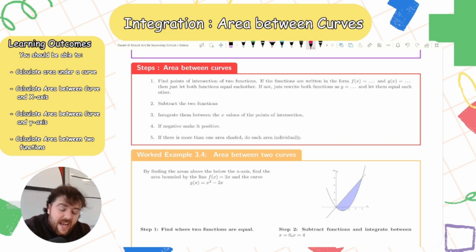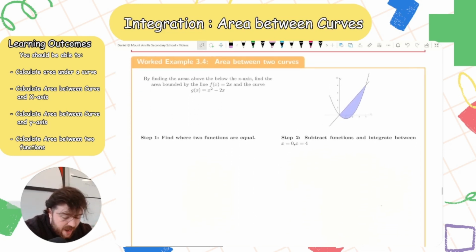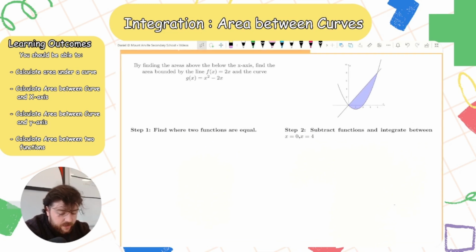If the area is negative, I just make it positive. And if there's more than one shaded area, or more than one area I need to find, I need to do them separately. So let's have a look here. By finding the areas above and below the x-axis, find the area bounded by the line f of x equals 2x, and the curve g of x equals x squared minus 2x.